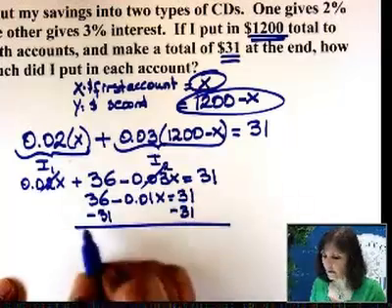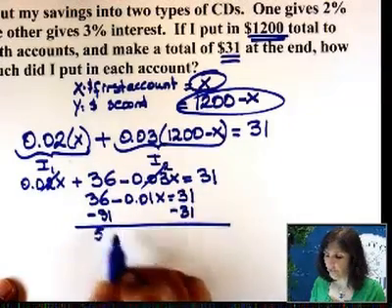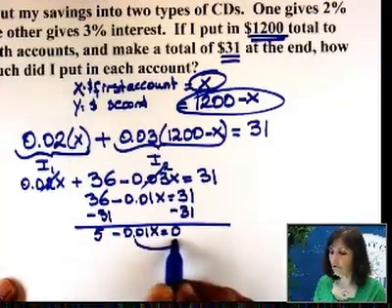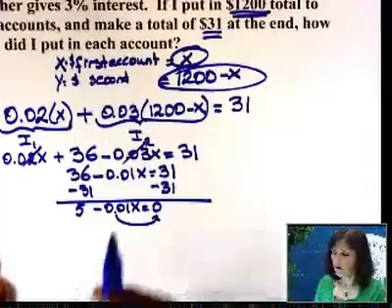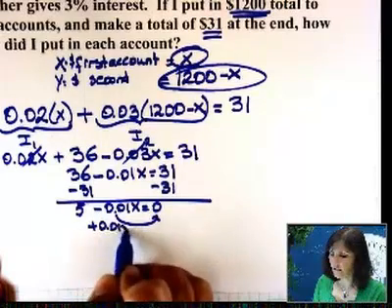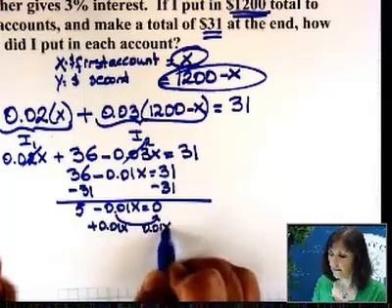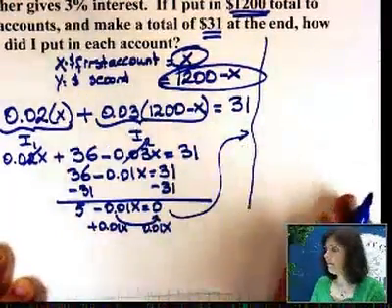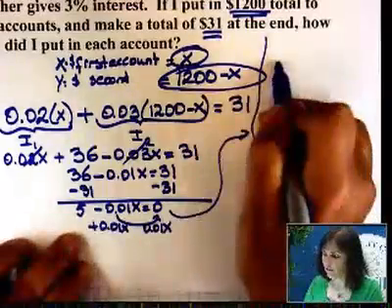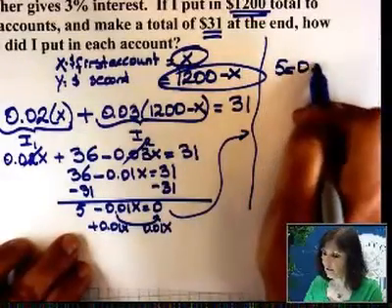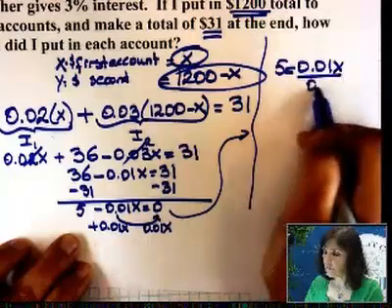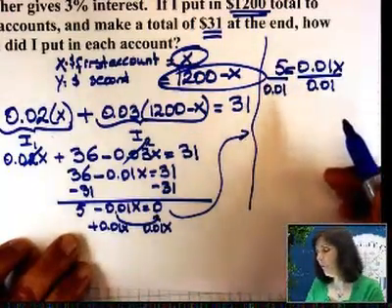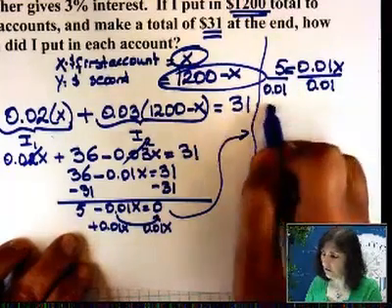Maybe I shouldn't have done this, but that's okay. I have 5 minus 0.01x equals 0. Now move that over. You're going to add 0.01x here. So I have 5 equals 0.01x. Divide both sides by 0.01. Look what you get. 5 divided by 0.01 is simply 500.